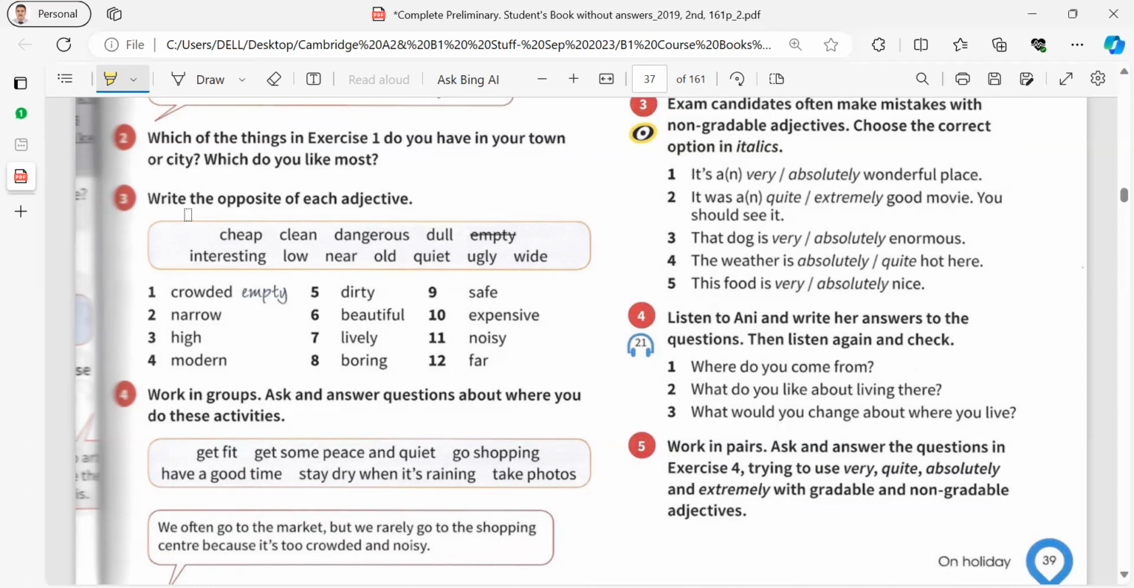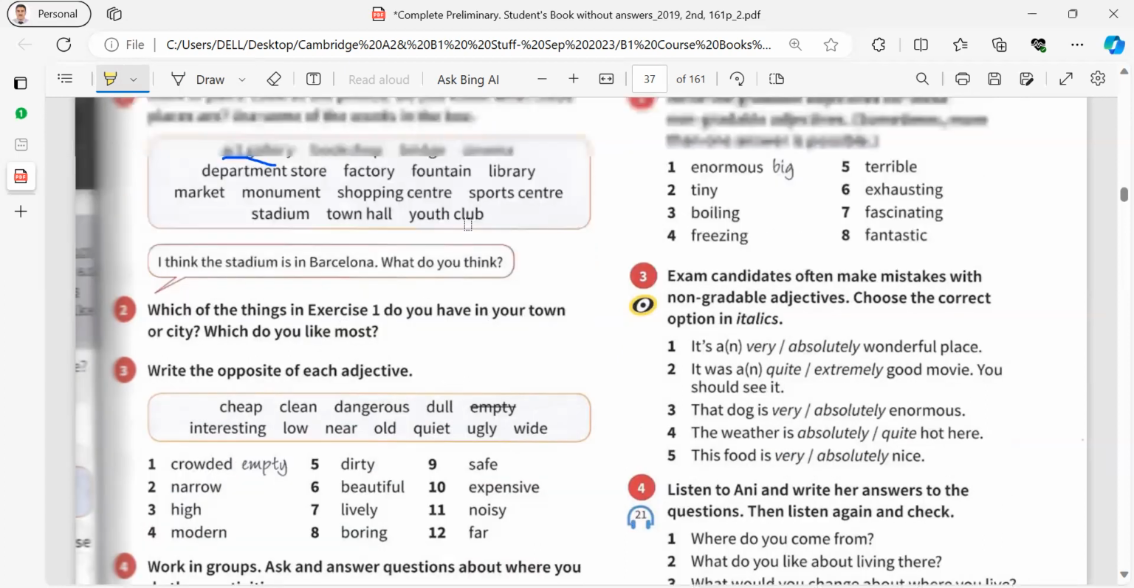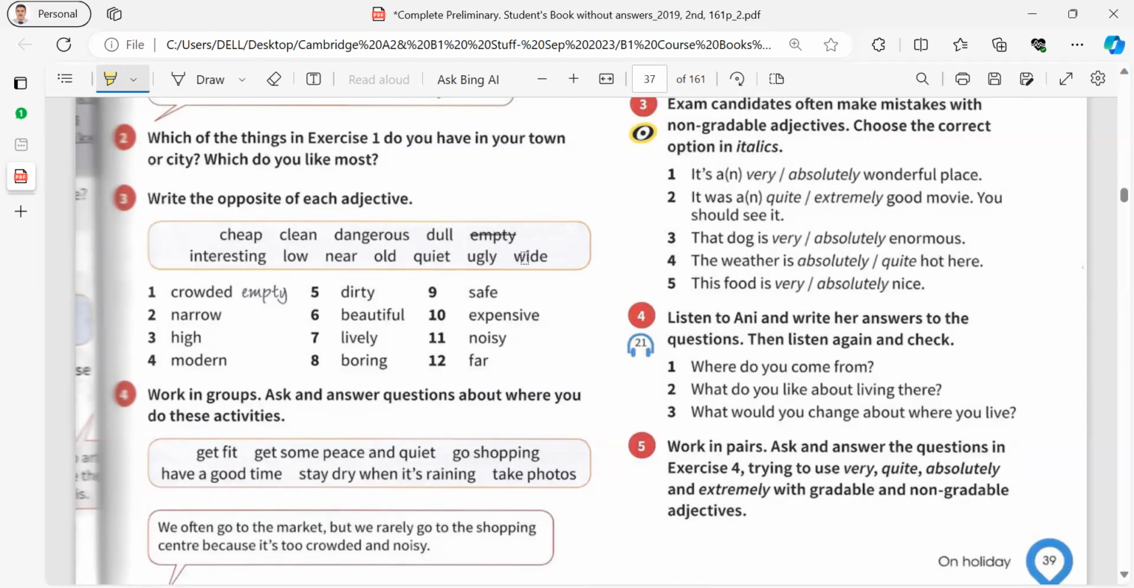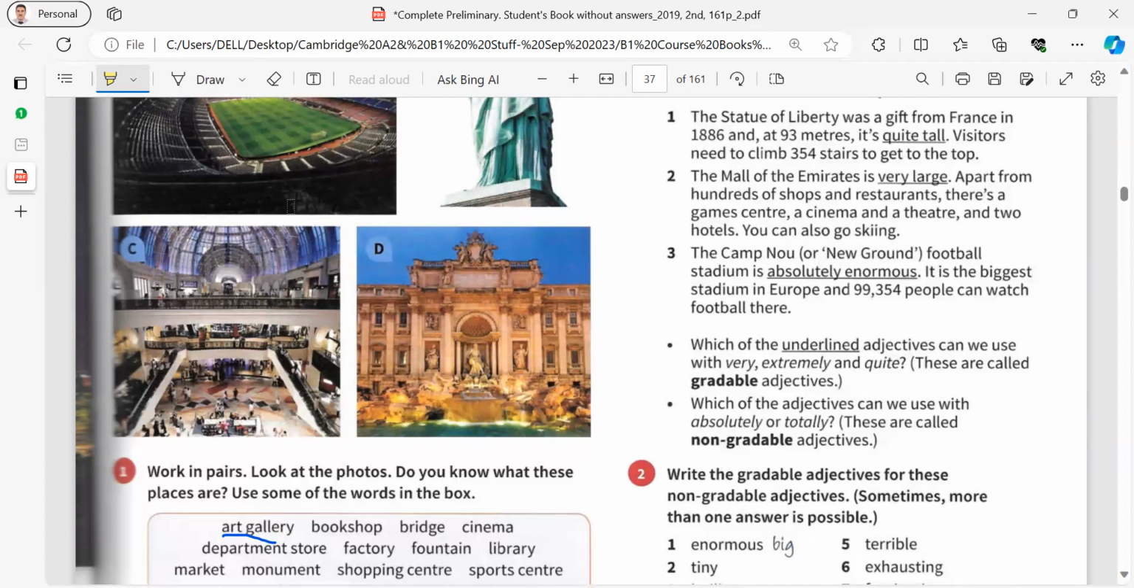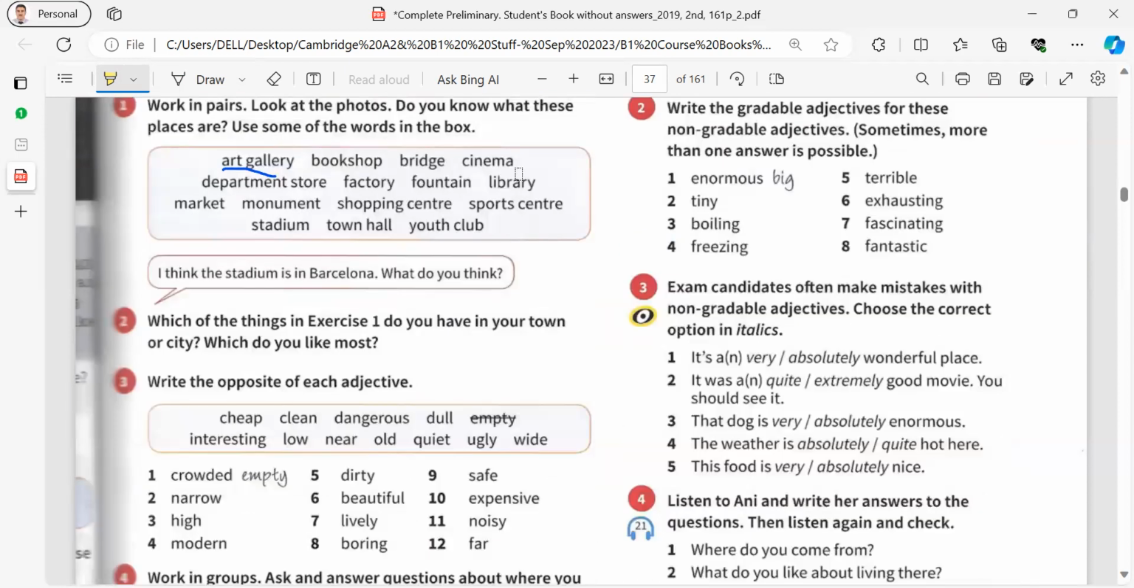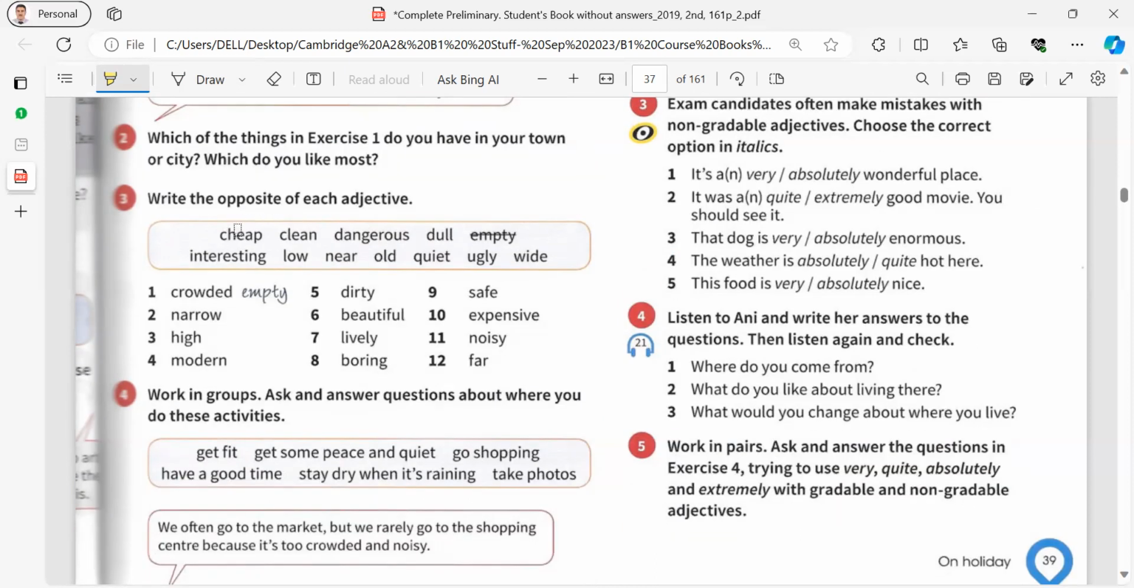Right. Nawaf, which things in exercise 1 do you have in your town? I asked you these questions. But which one do you like the most? So the one that you like the least is the stadium. Which place do you like the most? What about the cinemas in your town? Yes, I like the cinema. Okay. And also I like the sports center.